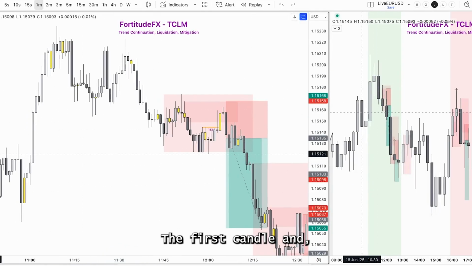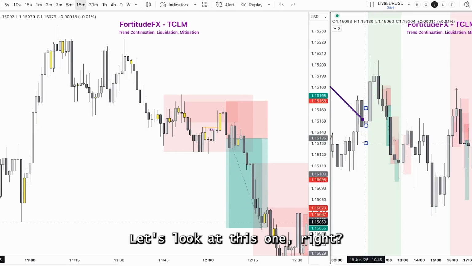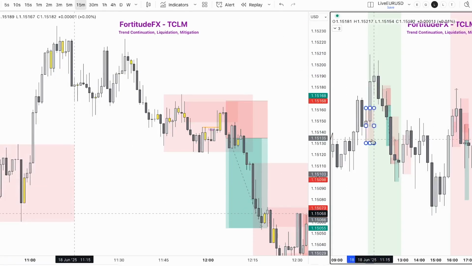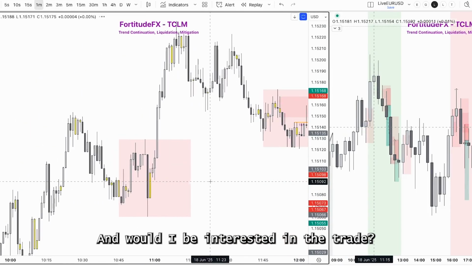develops, right? The first candle, and I will start working on this. Let's look at this one, right? This is right before London opens, pre-London, and I want to look at how the structure is playing and would I be interested in this trade.